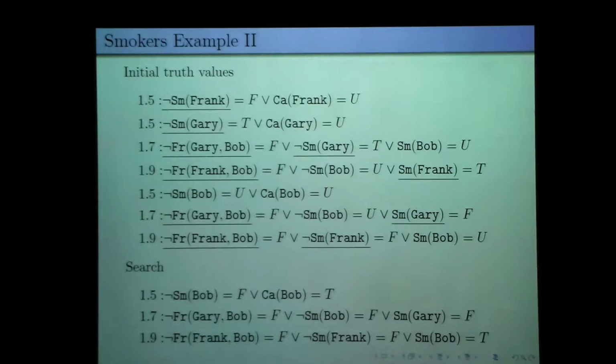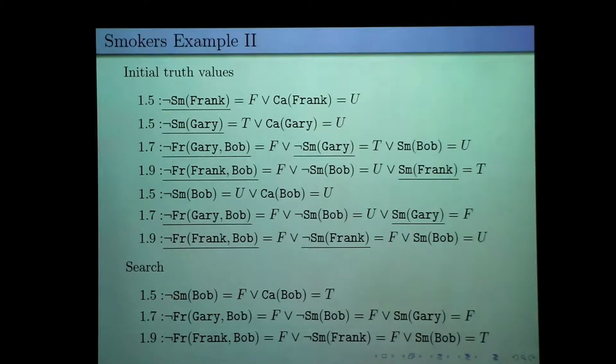However, we have a problem, as you can see here. This formula requires that the negation of Bob smoking has to be true. But at the same time, here we have that the positive of Bob smoking has to be true. So here we have a contradiction. We cannot make them both true and satisfy both formulas. So what do we do?